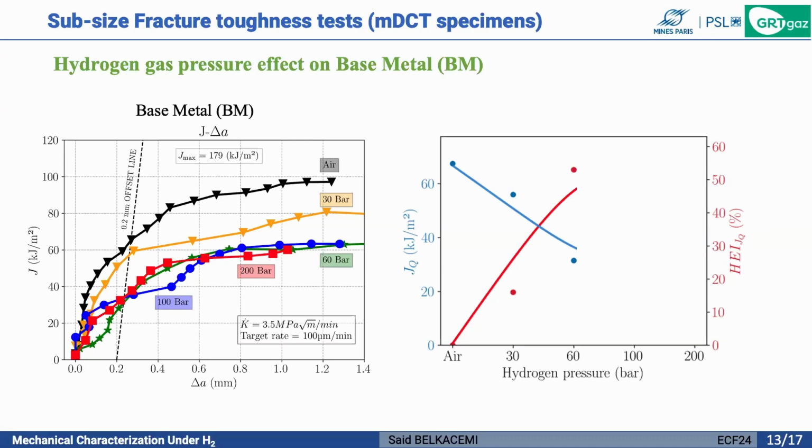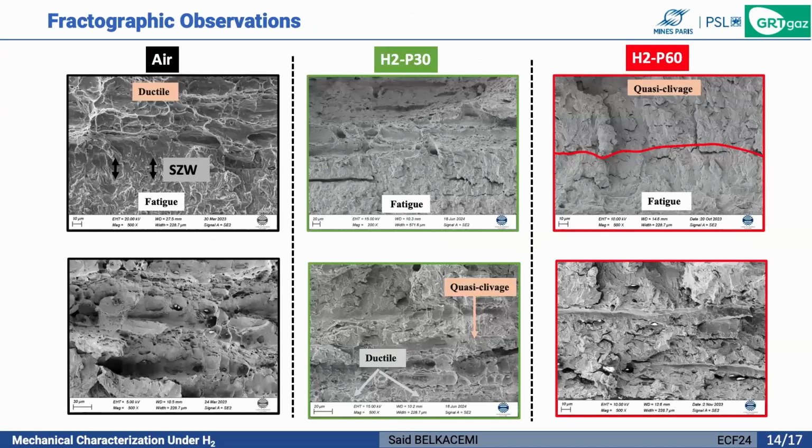And we can see that the fracture toughness decreases with increasing hydrogen gas pressure up to 60 bar, and beyond 60 bar, the hydrogen embrittlement reaches a plateau, which suggests that the base material has reached a saturation point where no more hydrogen embrittlement occurs.